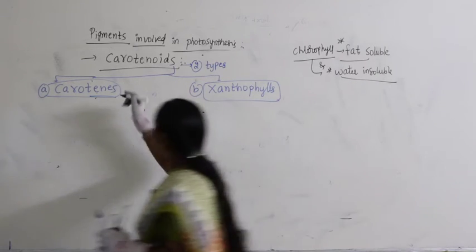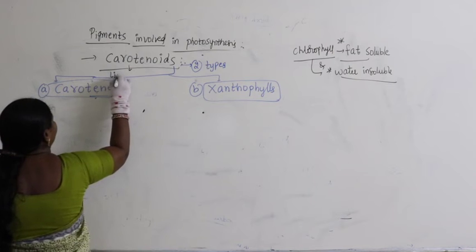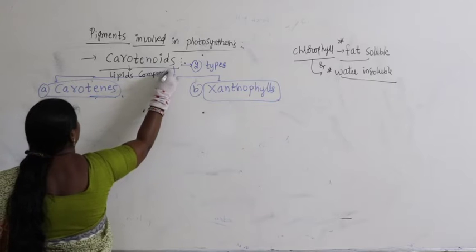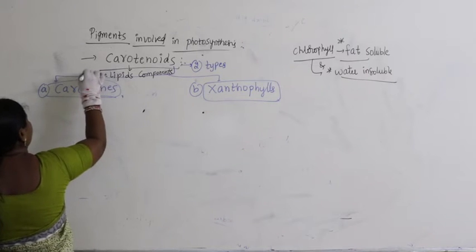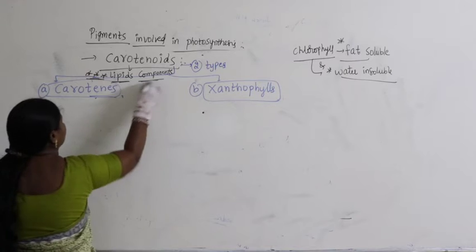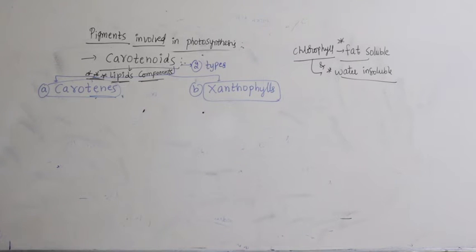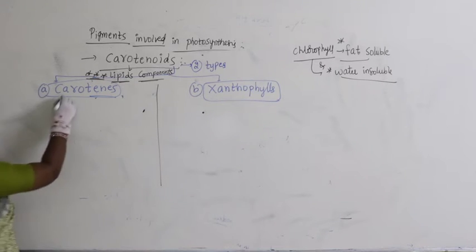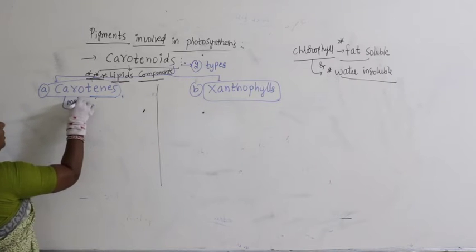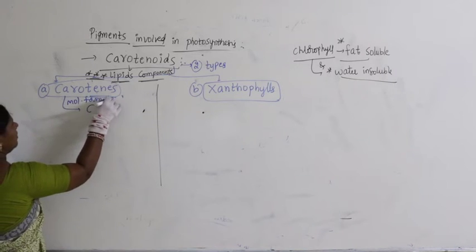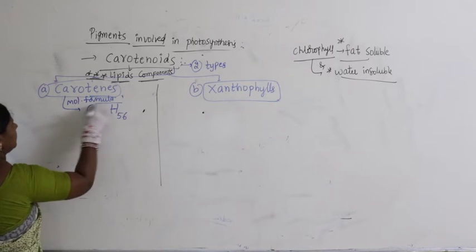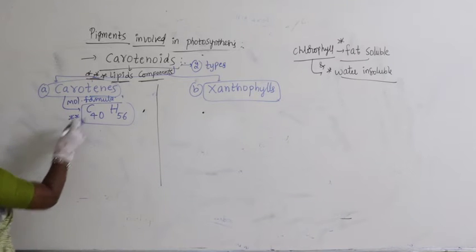Coming to carotenoids, generally carotenoids are lipid components. They are nothing but compounds of lipids, try to remember. Now, when you take the carotenes, they can be differentiated with the molecular formula. I am writing the molecular formula here, C40H56. These are generally called what?